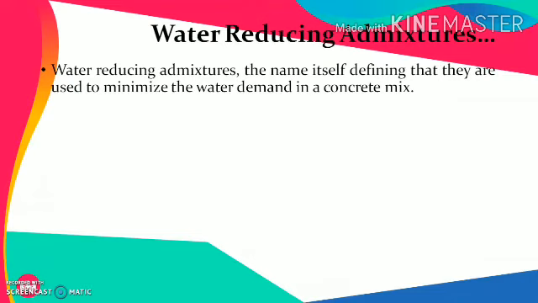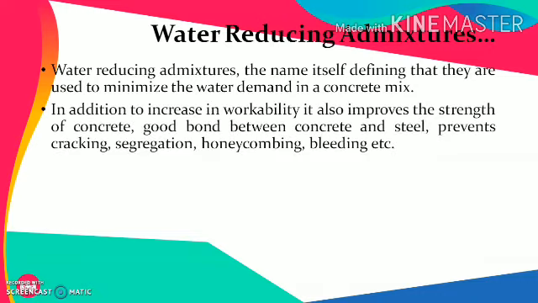Water reducing admixtures, as the name itself defines, are used to minimize the water demand in a concrete mix. As we have learned in previous sessions, a higher water cement ratio always results in segregation as well as reduction in strength. So in such cases, water reducing admixtures can be used effectively, where the water used can be reduced. On the other hand, the workability can be increased. In addition to increase in workability, it may also improve the strength of concrete.